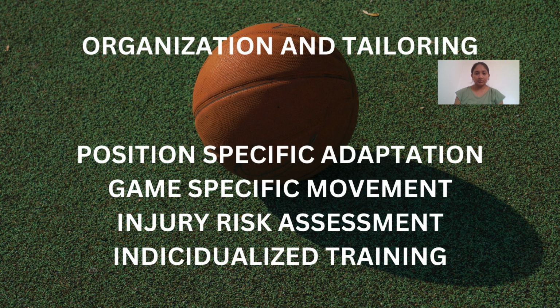Organization and tailoring, position-specific adaptation, game-specific movement, injury risk assessment. The Illinois test can be adapted to mimic position-specific movements, considering the unique agility requirements of guards, forwards, and centers. The test closely replicates movement relevant to basketball, making it a sport-specific assessment. Observing the player's movement mechanics during the test can provide insight into potential injury risk and imbalance.